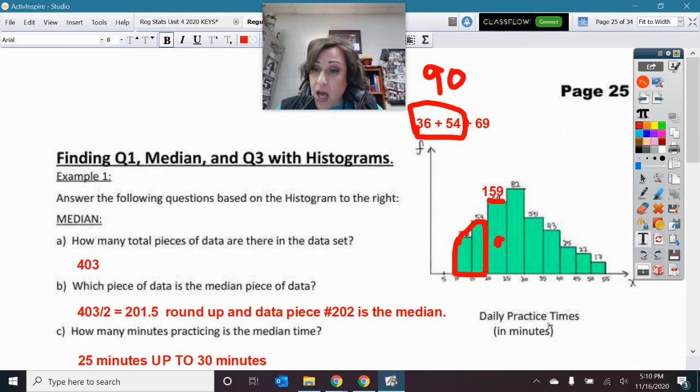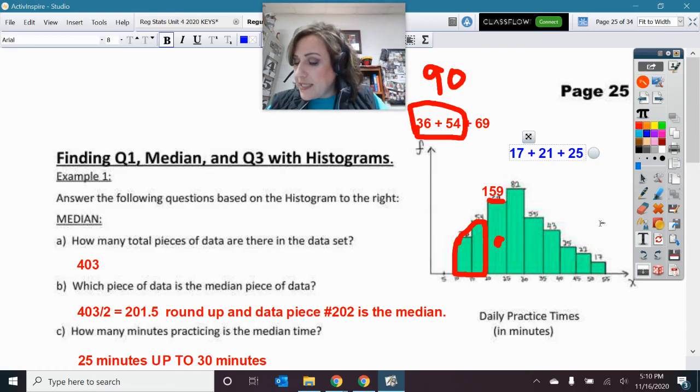Here we go. I'm going to count from the top, and I'm going to do this in another color. I got 17. Okay, I have to add these things up. 17 plus that 21, or 22, I don't know, I think that's 21. I don't think I'm there yet. Plus 25. So where am I? Let's add those up. 17 plus 21 plus 25. I'm at 63.